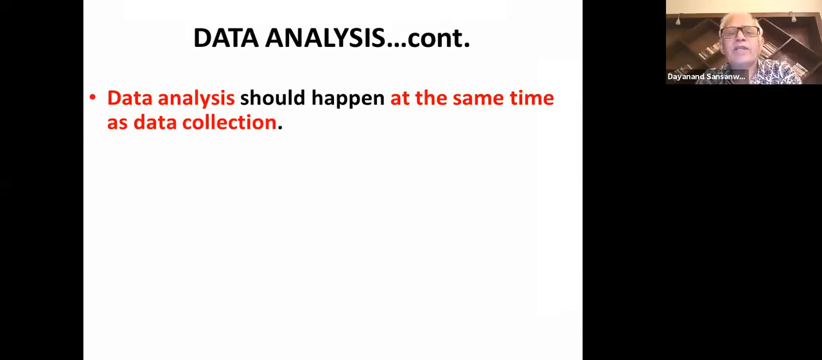Now, data analysis should happen at the same time as data collection. I have already told you. In your experimental study, you collect the data and then you analyze it. In your survey study, in your philosophical one, in historical, you collect and then analyze. But in this particular one, you collect and simultaneously you keep on analyzing. That is why it fits into the descriptive survey, not the correlational survey, because correlational survey requires quantitative information. But here you may not have quantity, you have more qualitative information.